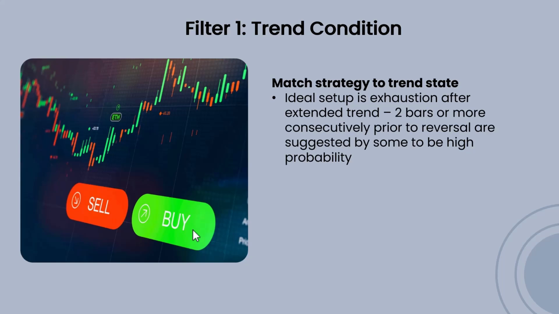The ideal setup is exhaustion after an extended trend. We often would look for 2 bars or maybe even 3 bars consecutively prior to the reversal. Many would suggest this is one of the attributes of a high probability entry. As previously stated, but worth reinforcing nevertheless, we confirm only on the close of the subsequent bar, not the first tick or the first few ticks, but the confirmation of the subsequent bar on your primary time frame, i.e. the time frame that you're actually entering the trade on.